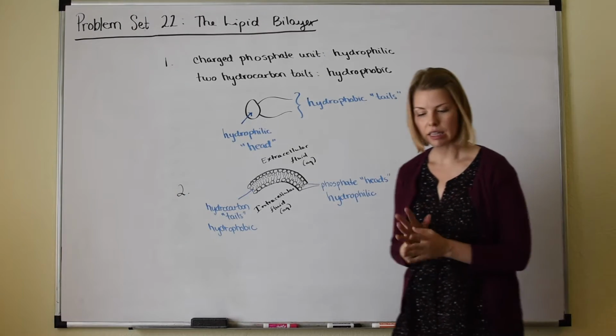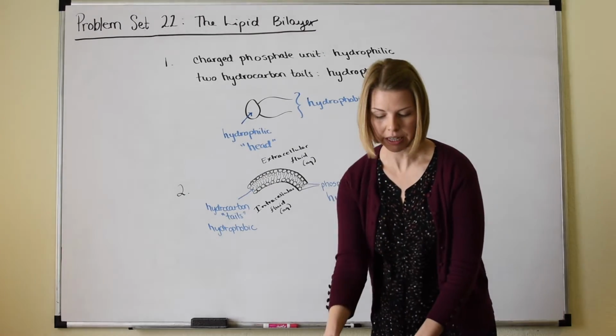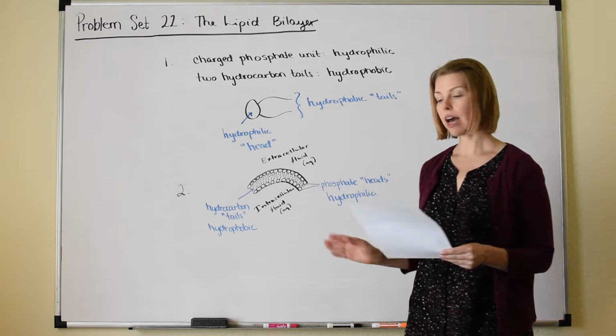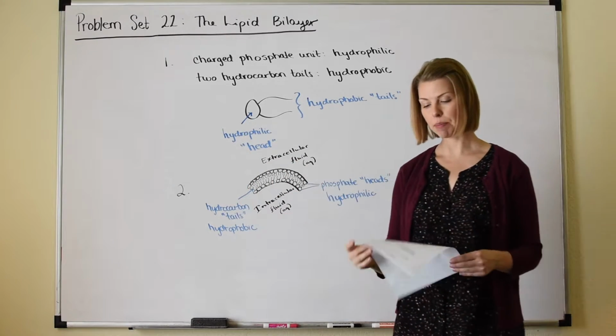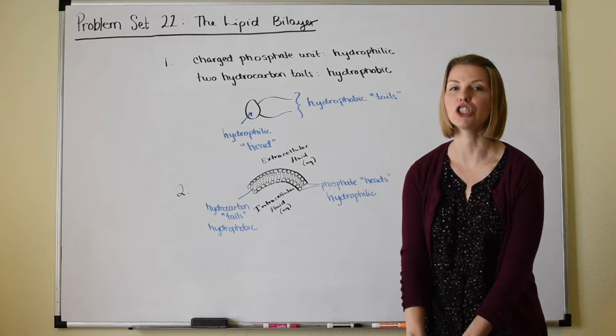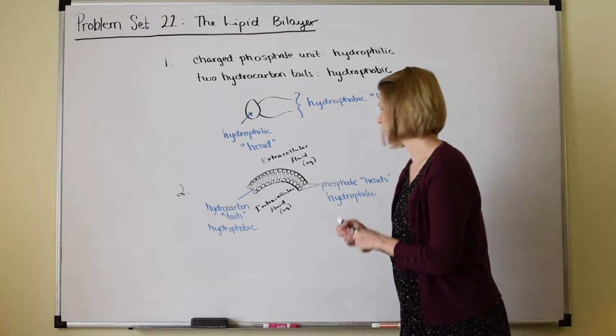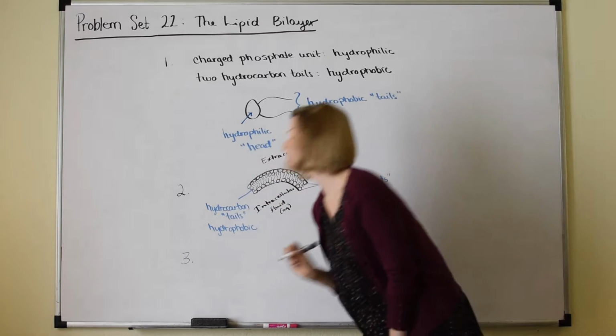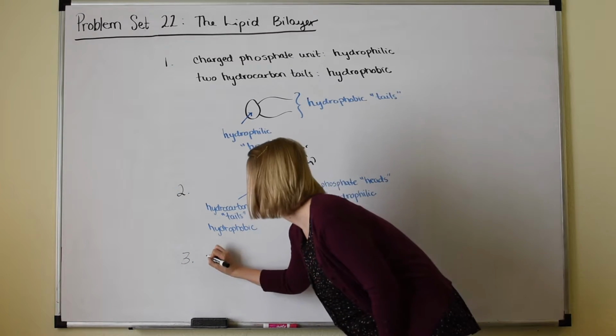All right, let's go ahead and go on to number 3. What molecule adds more rigidity to the otherwise fluid lipid bilayer? Draw its general structure. Okay, so number 3, that molecule is cholesterol.